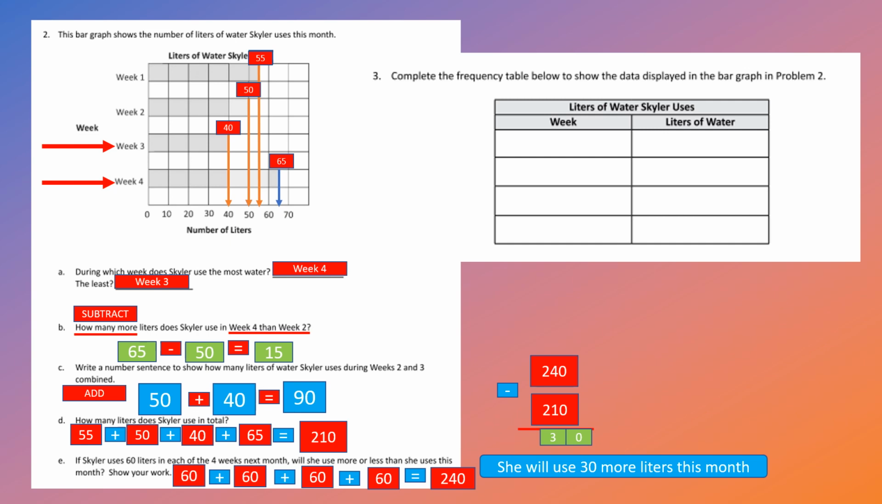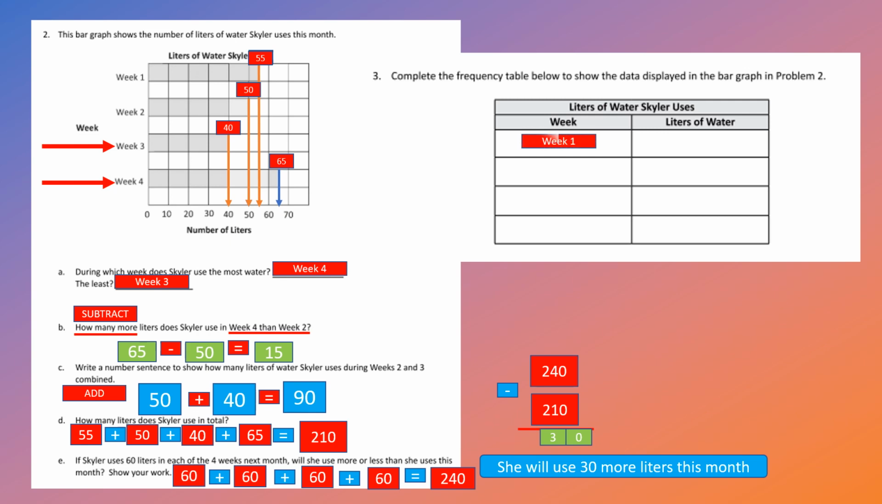All right, now let's look at number 3. Number 3 says complete the frequency table below to show the data displayed in the bar graph in problem 2. All we're doing is writing the information from the bar graph into this frequency table. That's it. That is it. And we've already found all the numbers. So all we're doing is writing it in the frequency table.